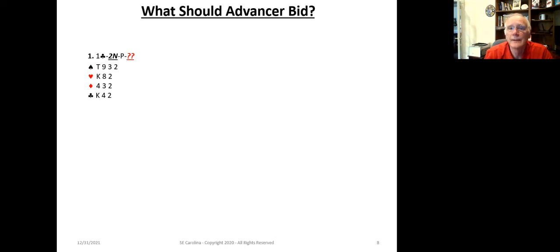What should the advancer bid? In this case, the opponent opened 1 club and our partner bid 2 no trump. So what do we got here? All right, we've got 3 diamonds and 3 hearts. Our partner has indicated they have 5+ diamonds and 5+ hearts. What we're going to do is bid the lower ranking suit.